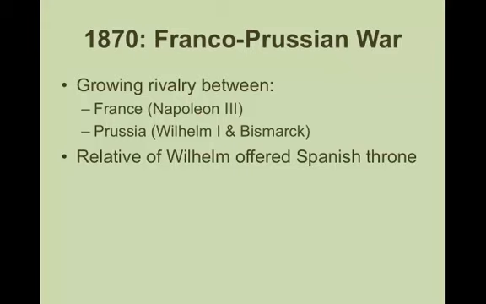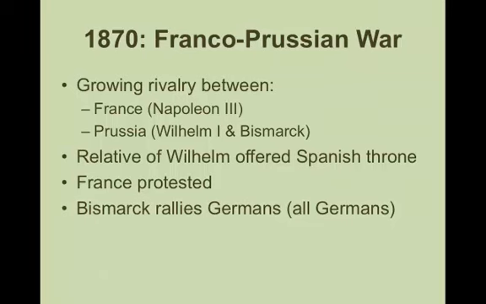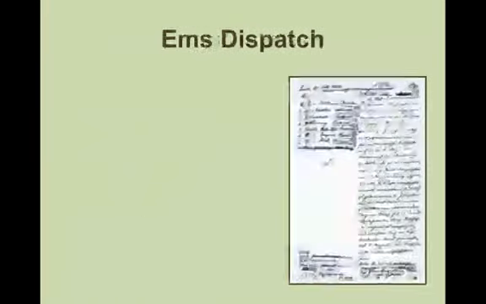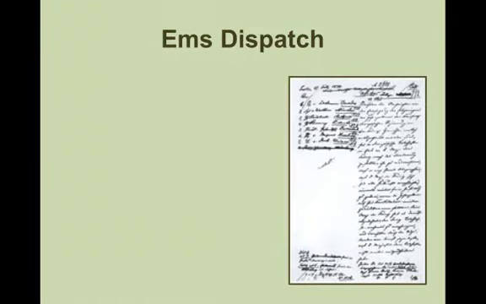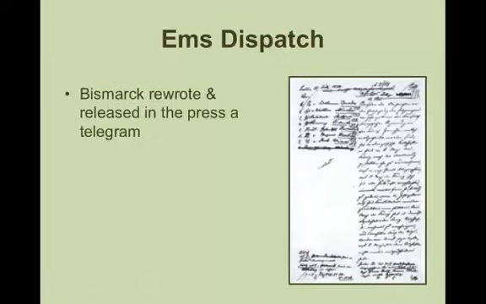And when the Spanish throne is offered to a relative of King Wilhelm, the French don't like that, because now a German will be on the throne of France as well. So they protested this, and so Bismarck was able to rally all Germans. How did he do this? So here's an example of his cunning and why he's considered such a skillful politician. There's this letter called the Ems Dispatch.